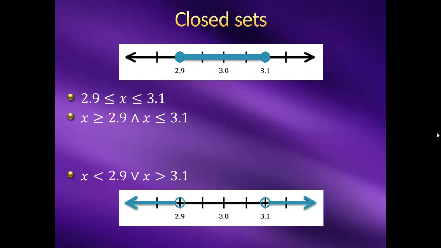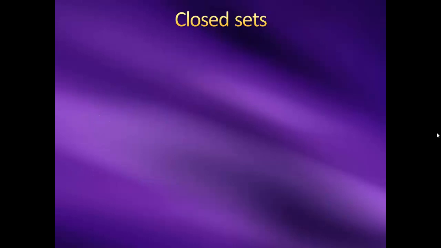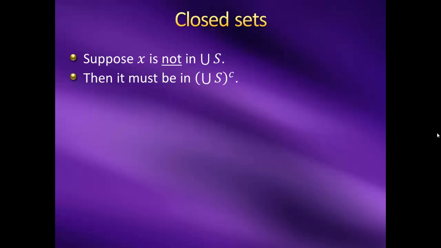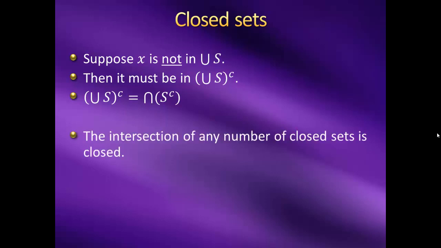De Morgan's laws again come in handy when looking at the unions and intersections of closed sets. Now suppose something is not in the union of a bunch of open sets. Then it must be in the complement of that union, which by De Morgan's laws must be the intersection of those complements. But since that union can itself be thought of as one big open set, its complement can be thought of as one big closed set. So in the case of closed sets, we can take the intersection of any number of closed sets and we'll still have a closed set. It's basically the opposite of the rule for open sets.